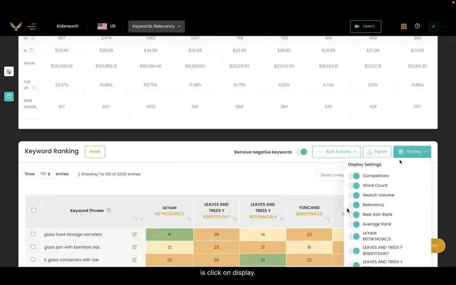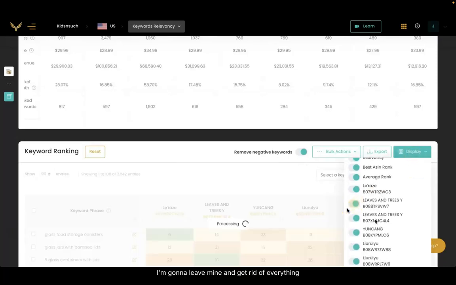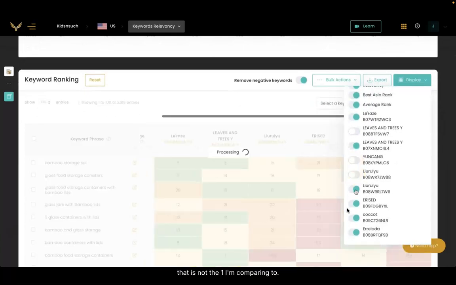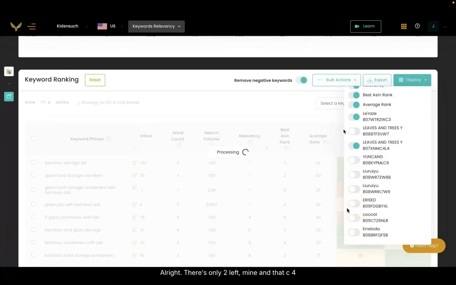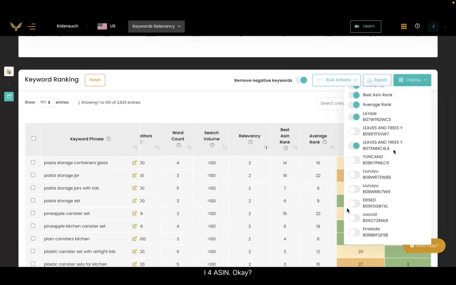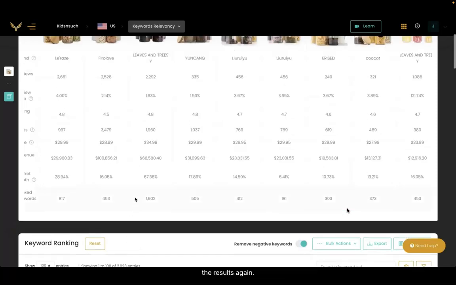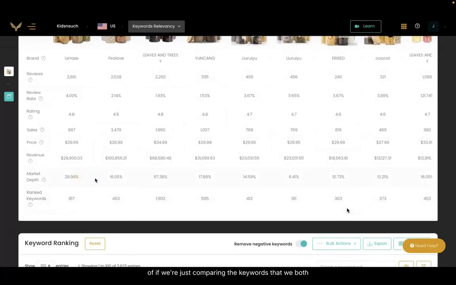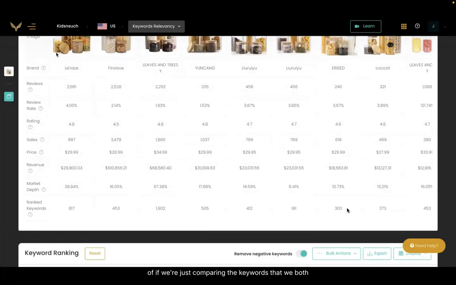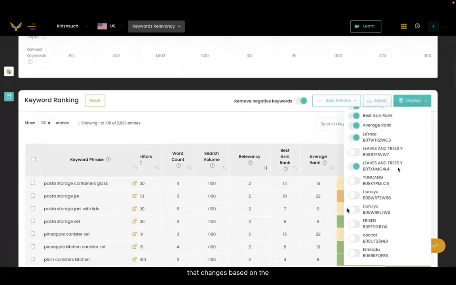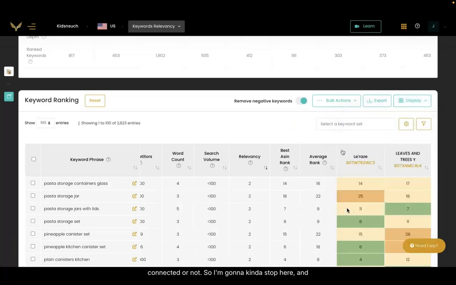So what I'm going to do is click on display. I'm going to leave mine and get rid of everything else that is not the one I'm comparing to. All right, there's only 2 left, mine and that C4L4 ASIN, okay? So once I get here, I can look at the results again. And if we compare it again, if we're just comparing the keywords that we both rank for, then they have 67% market depth and I am around 30. Okay, so you see how this number changes based on the keywords that are displayed, which changes based on the competitors that you leave connected or not.